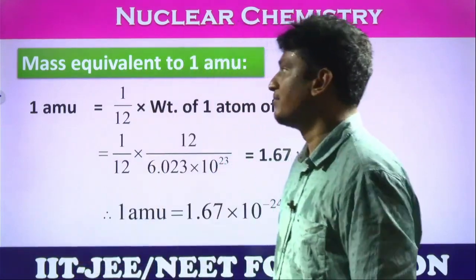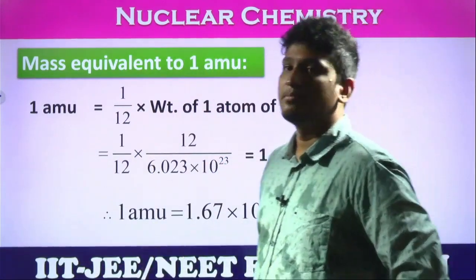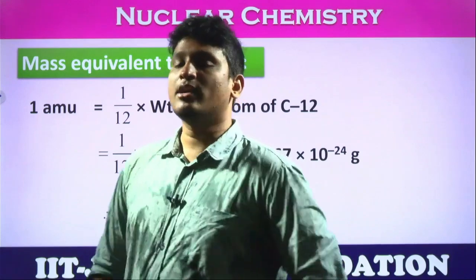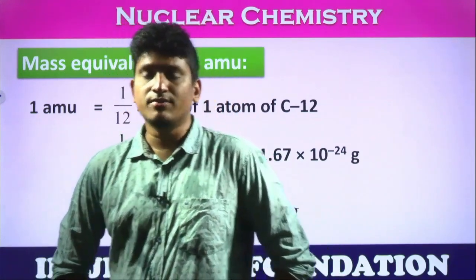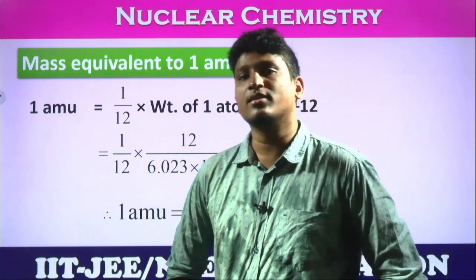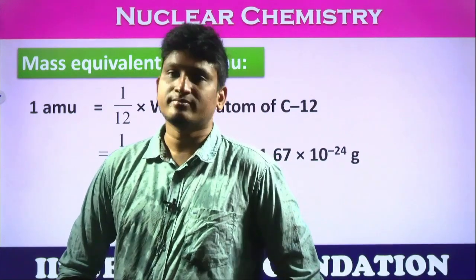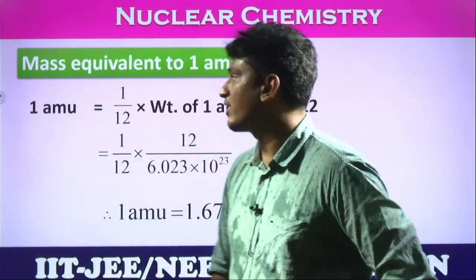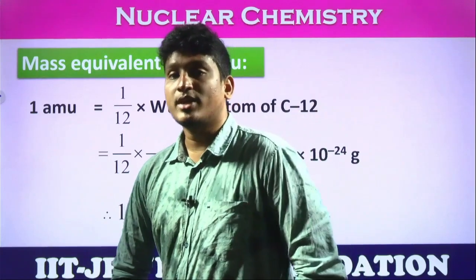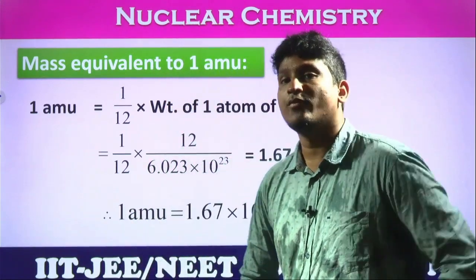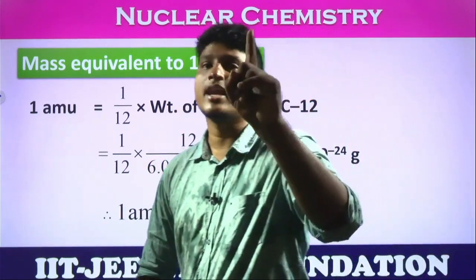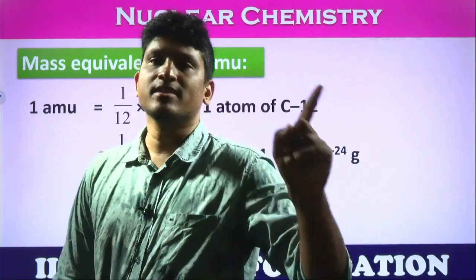So remember those numbers. Now, the mass equivalent to 1 AMU, atomic mass unit. That means the conversion from grams to 1 AMU. How to convert? We'll get this relation from stoichiometry. Students, how can you define 1 AMU? 1 AMU is defined as 1/12 the mass of one carbon atom.